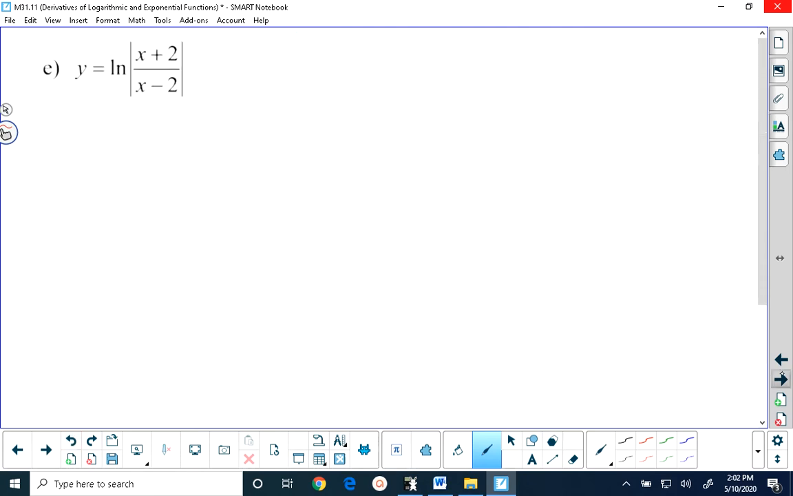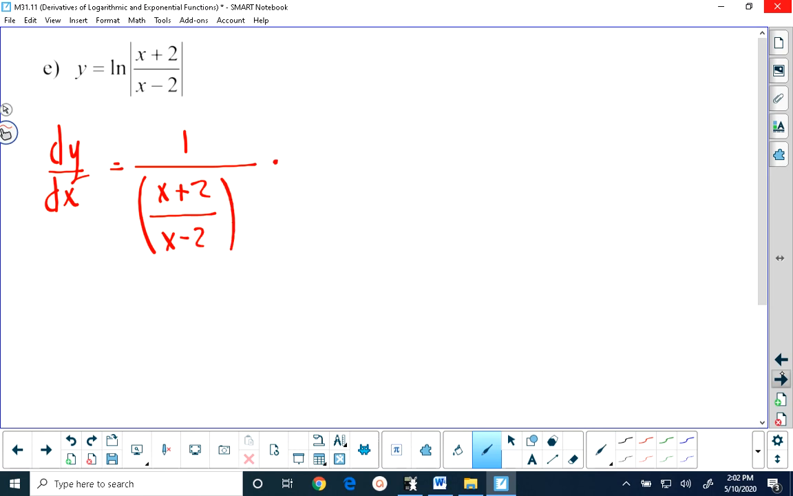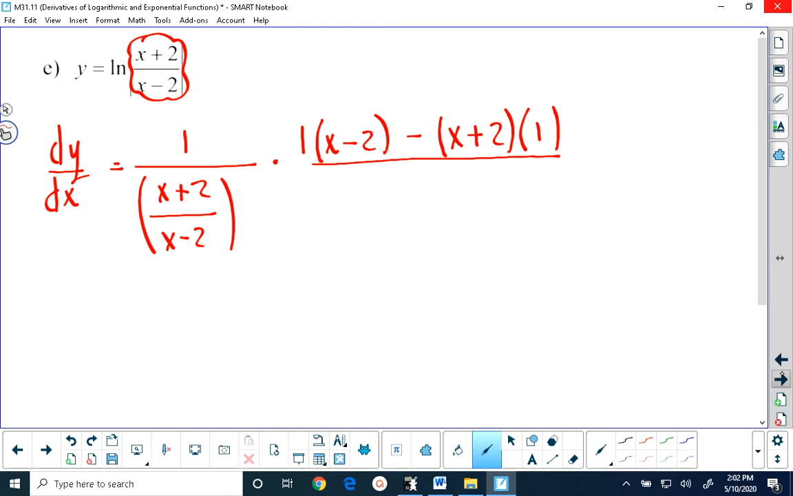E, the natural logarithm of (x + 2)/(x - 2). Well, the derivative with respect to x of a natural logarithm is 1 over the argument, multiplied by the derivative of the argument. This is the argument, so I need to use the quotient rule. The derivative of the top multiplied by the bottom, minus the top multiplied by the derivative of the bottom, over the bottom squared.